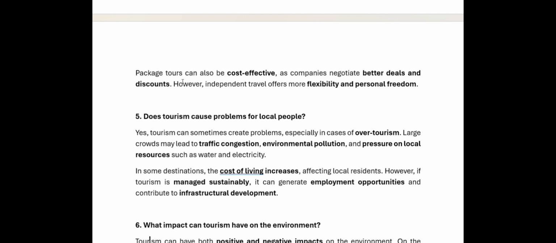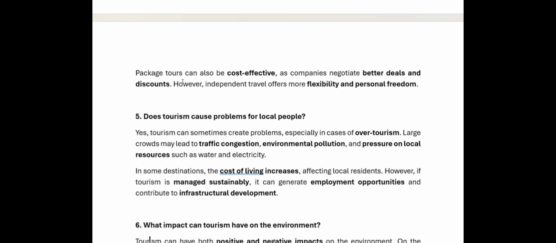However, now you want to speak about the advantage of being with individual travel also. So the slight contradiction transition word is however. However, independent travel offers more flexibility and personal freedom. So what you have learned from the class? Apart from using the good words, the transition word however should be there in your sample answers.